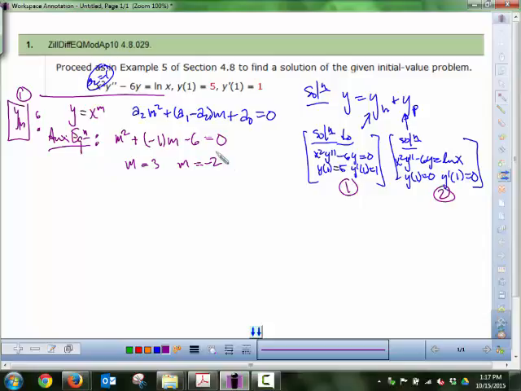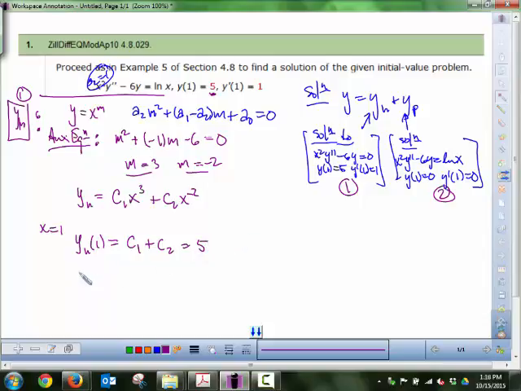If we factor, we get this, and so your y sub h looks like C1 times x to the third power plus C2 times x to the negative 2 power. Then we're going to continue to find C1 and C2 right here, right now, to get your y sub h. Using the initial conditions, when we put in x equal to 1, y sub h of 1 is equal to C1 plus C2, and that is supposed to equal 5.